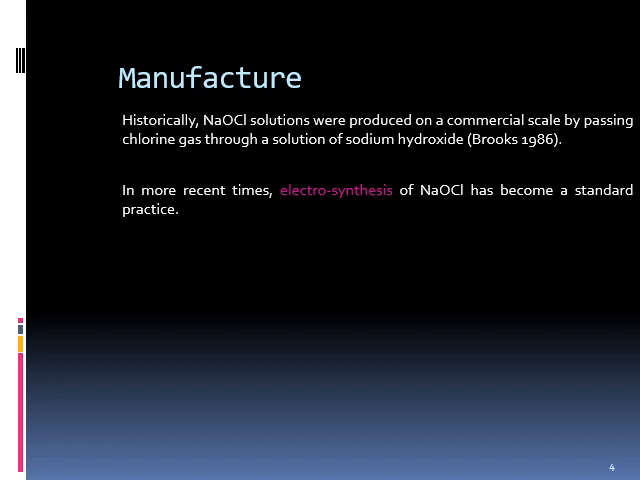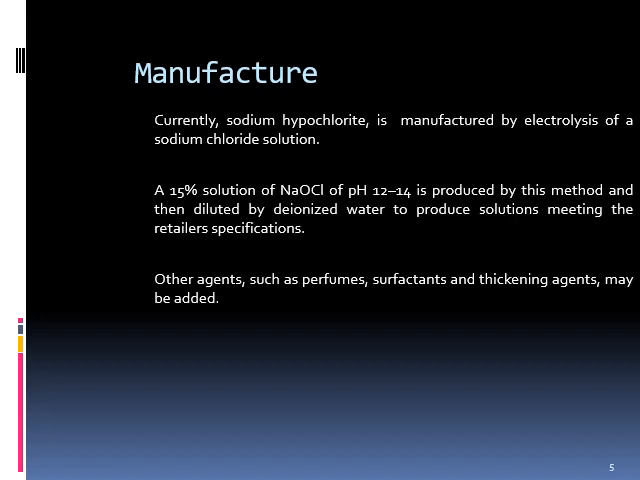Let's see the manufacture of this sodium hypochlorite. Historically, the solutions were produced on a commercial scale by passing chlorine gas through a solution of sodium hydroxide. But in more recent times, electrosynthesis of sodium hypochlorite has become a standard practice. Currently, sodium hypochlorite is manufactured by electrolysis of a sodium chloride solution. A 15% solution of sodium hypochlorite of pH 12 to 14 is produced by this method, and it is diluted by deionized water to produce solutions which meet the retailer specifications. Other agents such as perfumes, surfactants and thickening agents may be added.